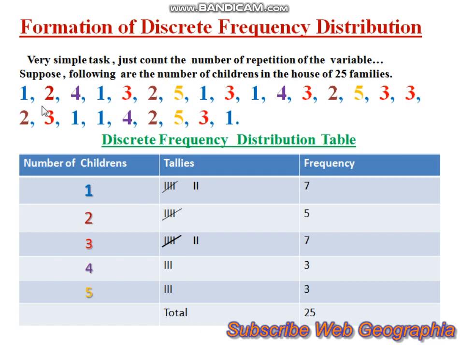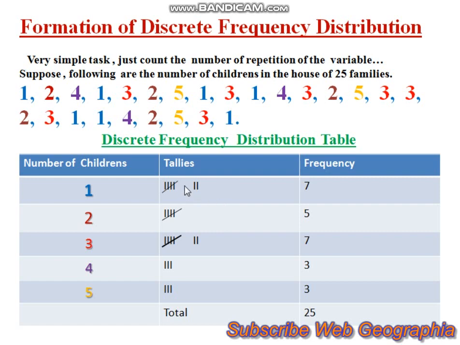Here these are the variables which are already given in our question. The minimum value is 1 and the maximum value is 5. So we have written here 1 to 5, and we just have to count how many times this 1 is repeated. If you count 1, 2, 3, 4, 5, 6, 7, then 1 is repeated 7 times, and these are the tallies. Up to 4 the tally will be vertical and the 5th is oblique, and after that again a vertical line will be placed.